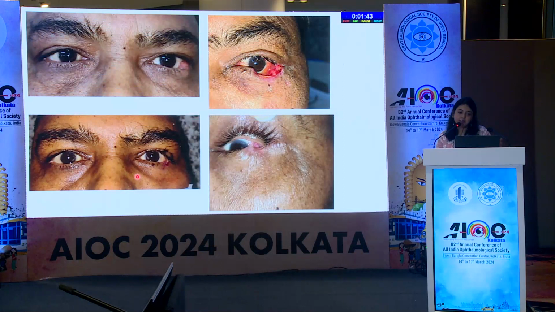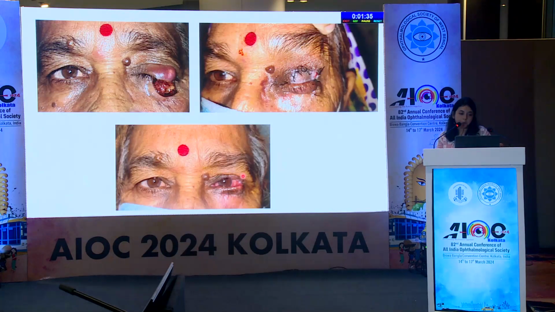This is another patient who had an acquired lower lid coloboma following excision for a malignancy, and this was repaired using a Hughes tarsoconjunctival flap. This is another patient who had an upper lid coloboma following excision of a malignancy, who was repaired using a Cutler-Beard flap, which is a full thickness flap that we take from the lower lid and suture to the upper lid. This is the outcome at the end of 6 weeks.